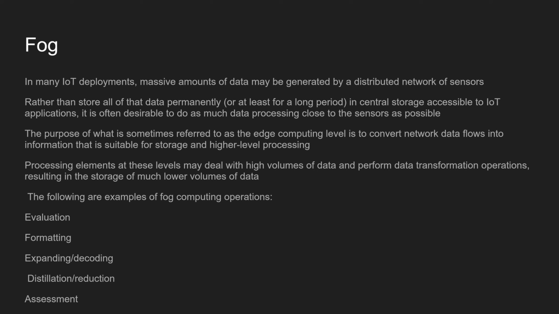Processing elements at these levels may deal with high volumes of data and perform data transformation operations resulting in the storage of much lower volumes of data. Following are examples of fog computing operations: evaluation, formatting, expanding/decoding, distillation/reduction/assessment.